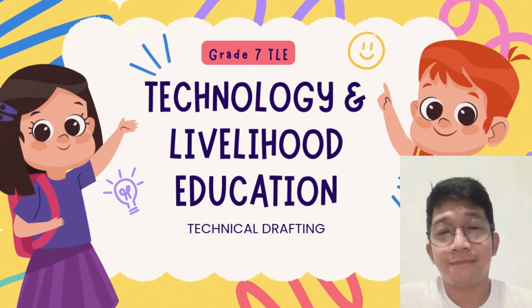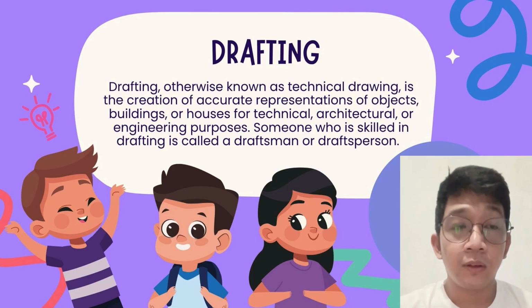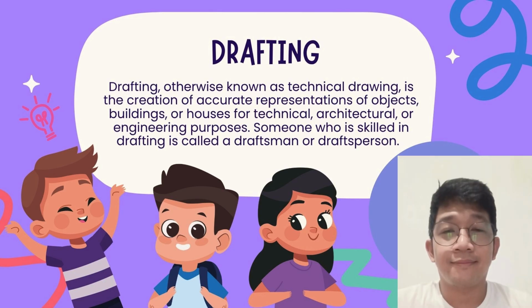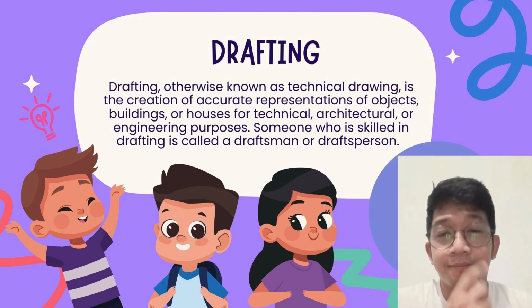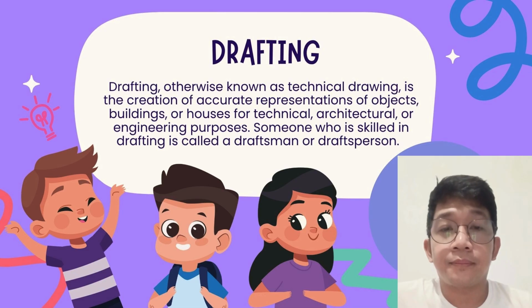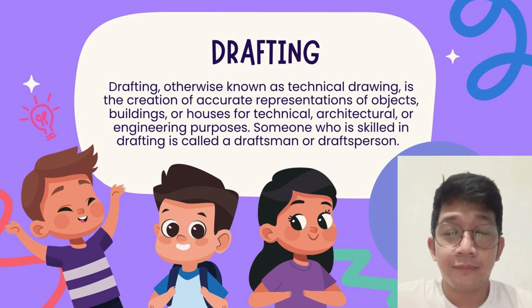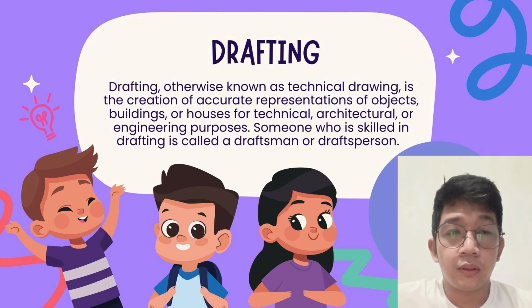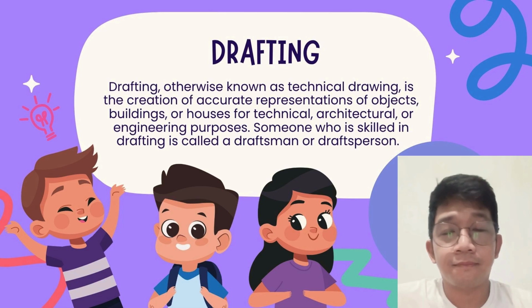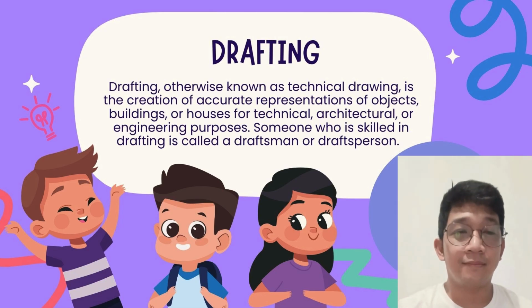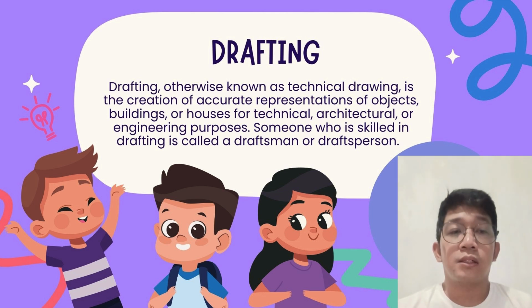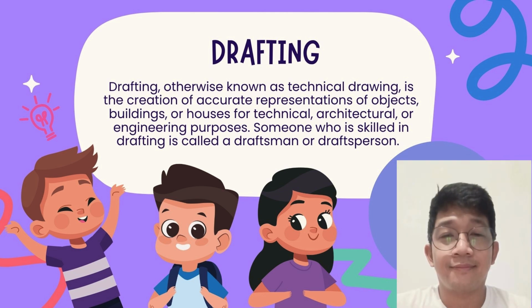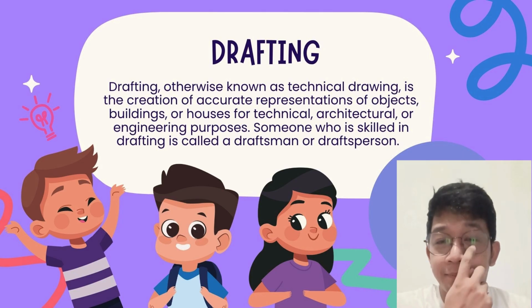What is drafting? Drafting, otherwise known as technical drawing, is the creation of accurate representations of objects, buildings, or houses for technical, architectural, or engineering purposes. Someone who is skilled in drafting is called a draftsman or draftsperson. Drafting is widely used by engineers, architects, woodworkers, and fabrication specialists to create detailed drawings and representations of projects or products. It plays a crucial role in ensuring accuracy and achieving precise results.